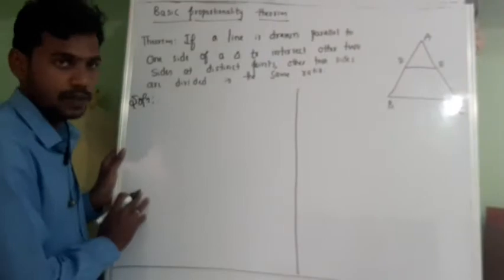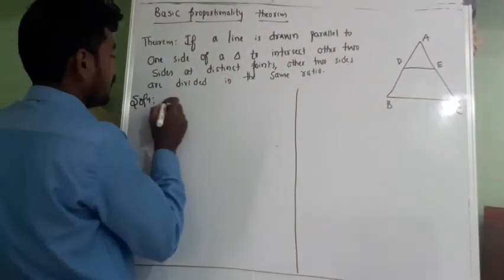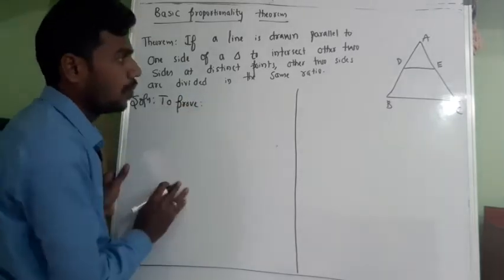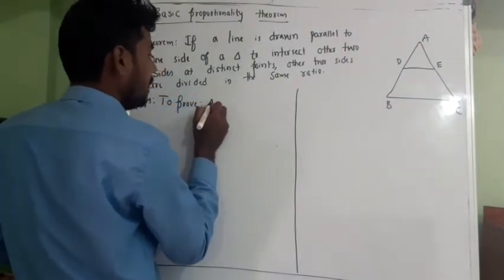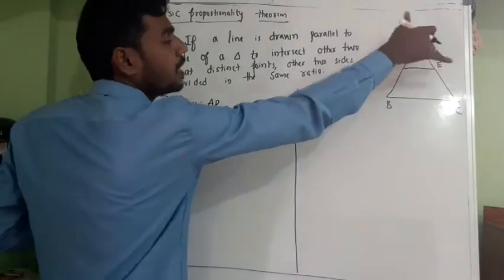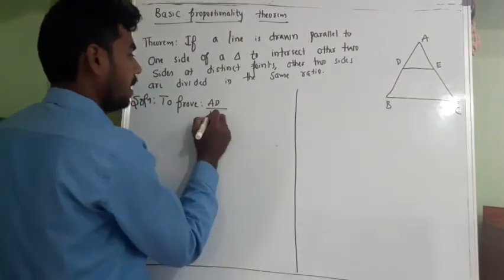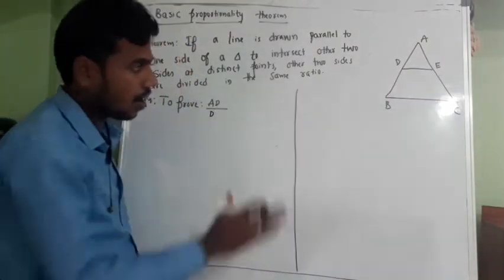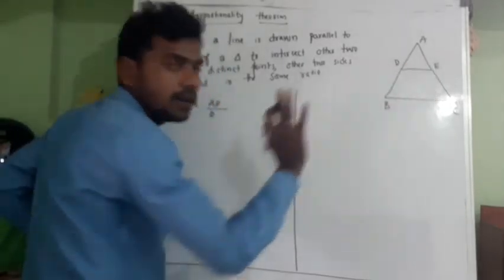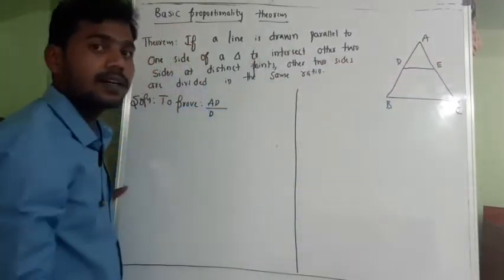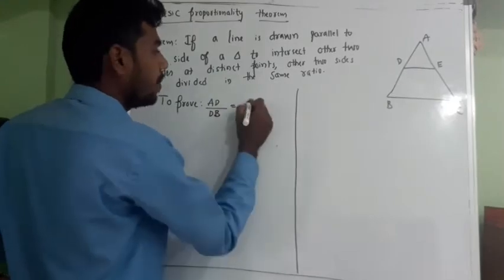Before we prove, see what is given to us. What we need to prove is AD by DB. The ratio of the two sides will be equal. If DE is parallel to BC, then according to this theorem the other two sides are divided in the same ratio. That is what I am writing. I need to prove that AD by DB is equal to AE by EC.